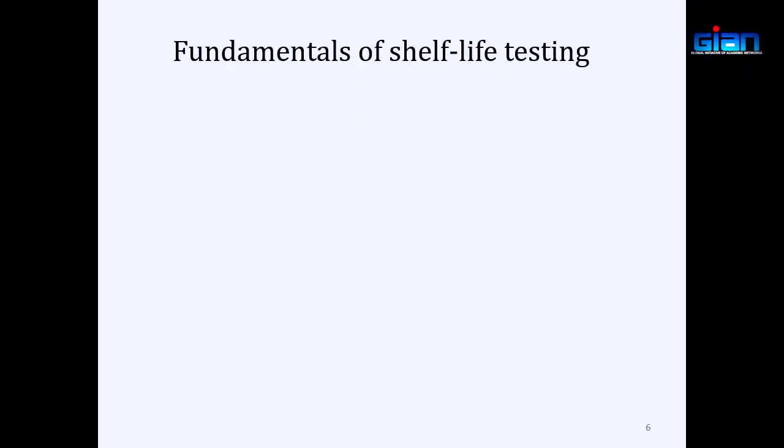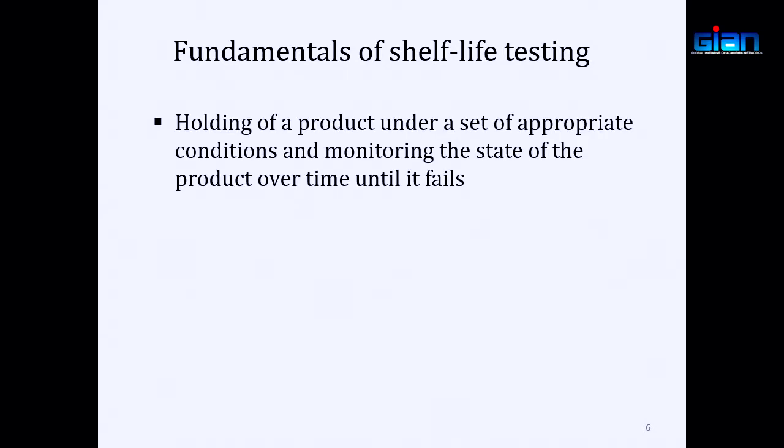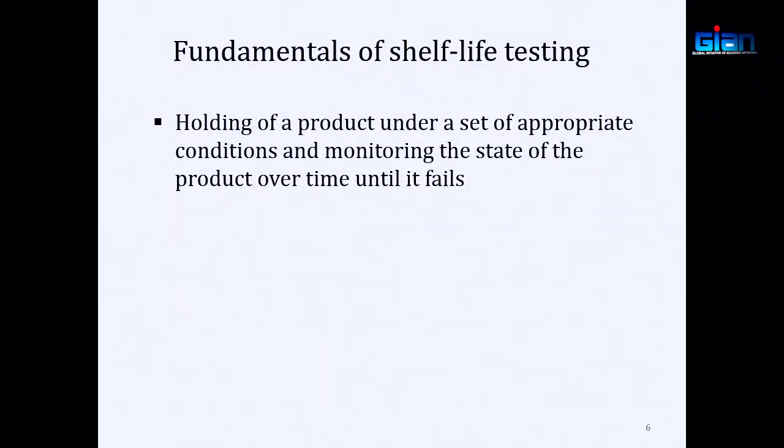So how do we do the testing? We hold the product under a set of appropriate conditions. And what would be the appropriate conditions? Whatever is intended for, right? So for example, bread is supposed to be at room temperature. Milk is supposed to be at refrigeration temperature. And frozen fish or any frozen vegetable is supposed to be at freezing temperature, like minus 18 degrees C. So you hold that product under that storage condition and then keep on monitoring the quality.